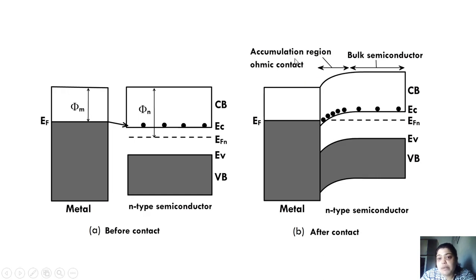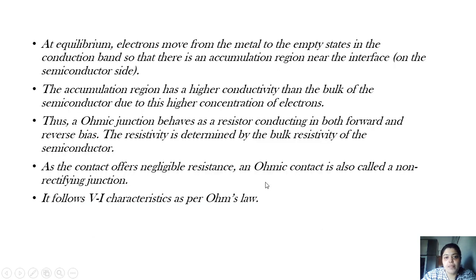There we got a depletion region because there were no charge carriers present near the junction. But here you can see the charge carriers are always present near the junction, and this is what forms the accumulation region. Because of the accumulation region, there is a constant flow of electrons from metal to semiconductor. So at equilibrium, electrons move from metal to the empty states in the conduction band of the semiconductor.